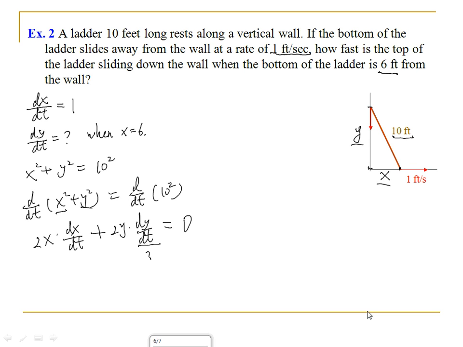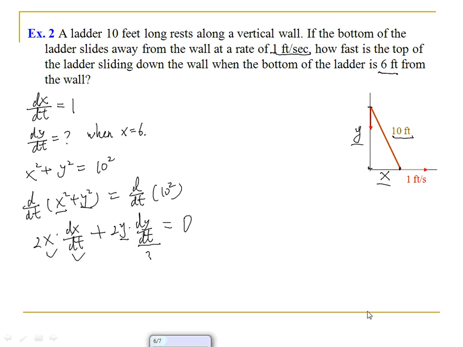So x is 6, we already know. And dx over dt is 1, we already know. And the only thing we don't know is y. So if we can find y, then we can find everything except dy over dt. So how to find y?